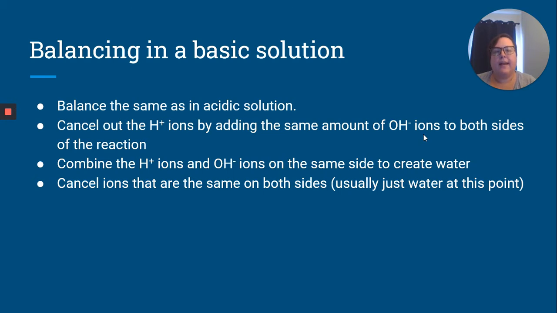And to do that, you add hydroxide to both sides of the reaction, and then the side that has the hydrogen ions actually combines to form water. And then if there's water on both sides of the reaction, then you can cancel those out. So we're going to go over 3 problems.